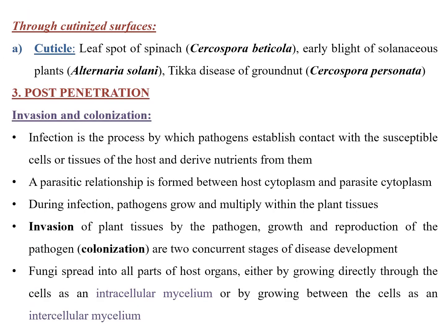And through cutinized surfaces, where they come across the cuticle, Cercospora beticola, Alternaria solani and Cercospora personata make their entry through the cuticle. Cercospora beticola causes leaf spot in spinach, Alternaria solani causes early blight of solanaceous crops, and groundnut tikka disease is caused by Cercospora personata. These pathogens make their penetration through the cuticle.